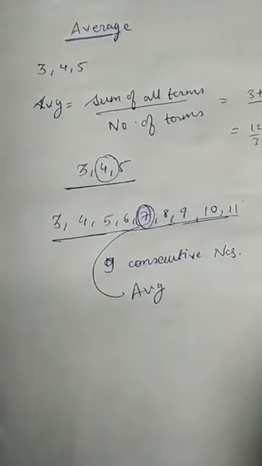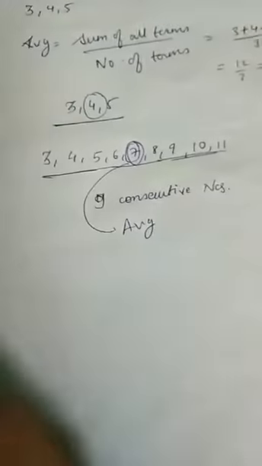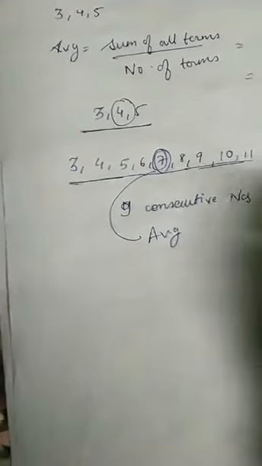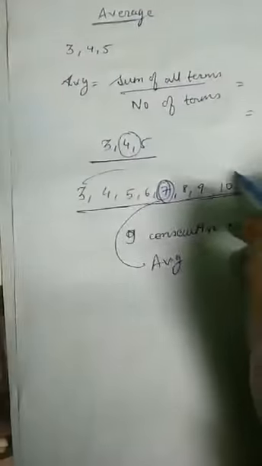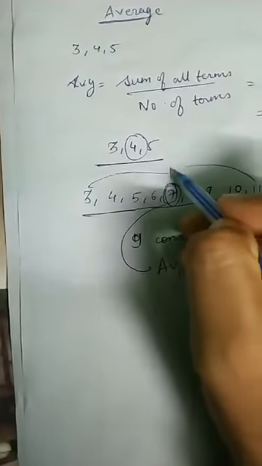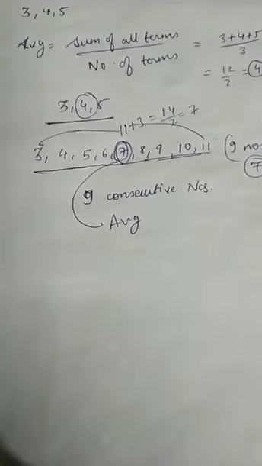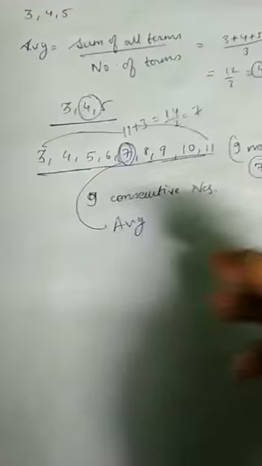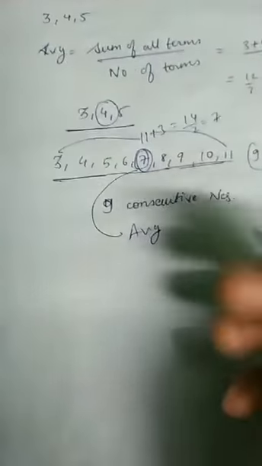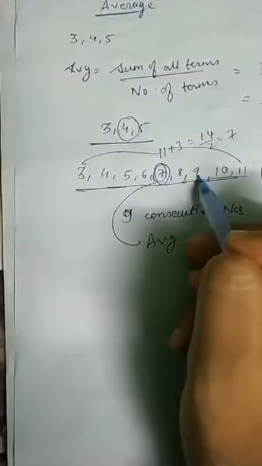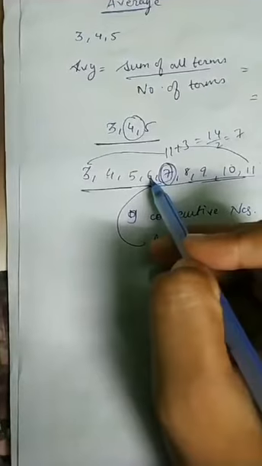Okay, now coming to the next point. The average of all these 9 numbers is 7. So what about the average of the last and the first number? It's 11 plus 3 is 14 by 2, which is also 7. So we observe that whatever is the average of all the terms, the same is the average of the first and the last term. The same will be for the second last and the second term, third last and the third term, fourth and the fourth last term.